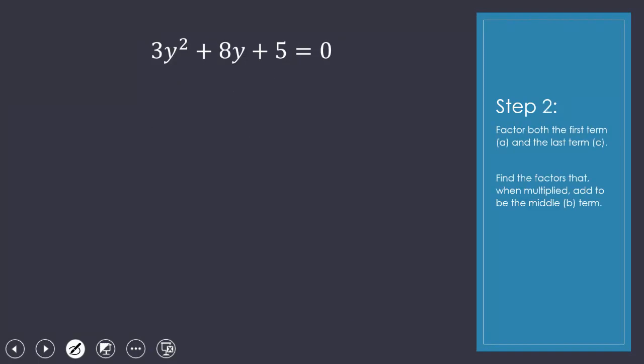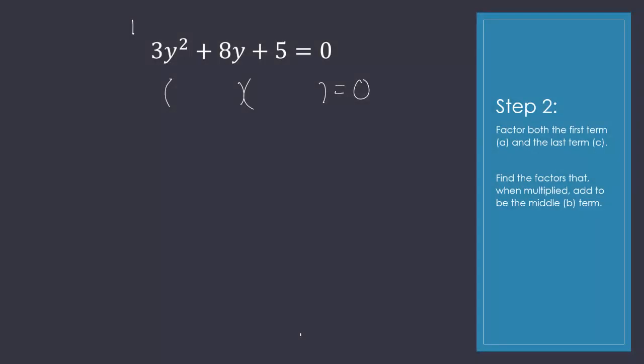Now, step 2, what if we don't have a common factor? There's nothing that goes into 3 and 8 and 5. We want to then factor the first term and the last term. Find the factors that when multiplied add together to be the middle term. So instead of just breaking my y squared apart into y and y, I actually need to break that 3y squared apart into its factors, okay?